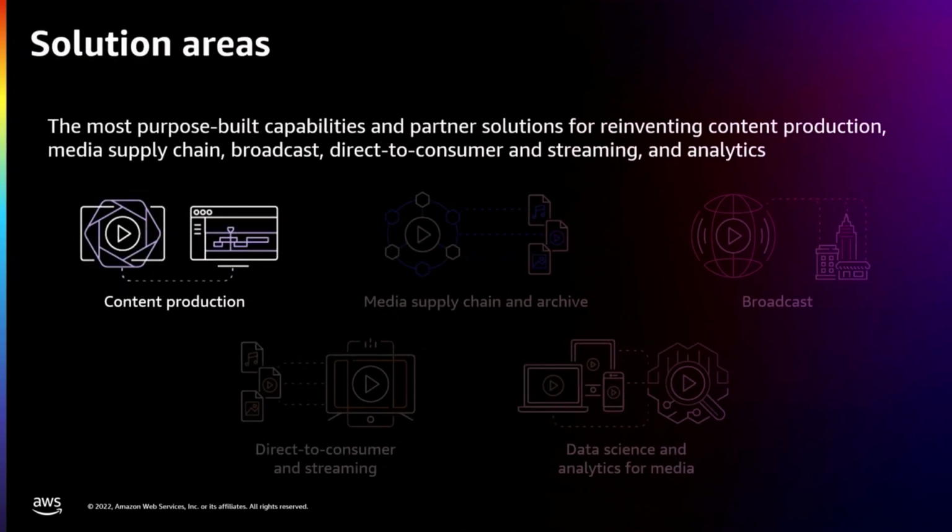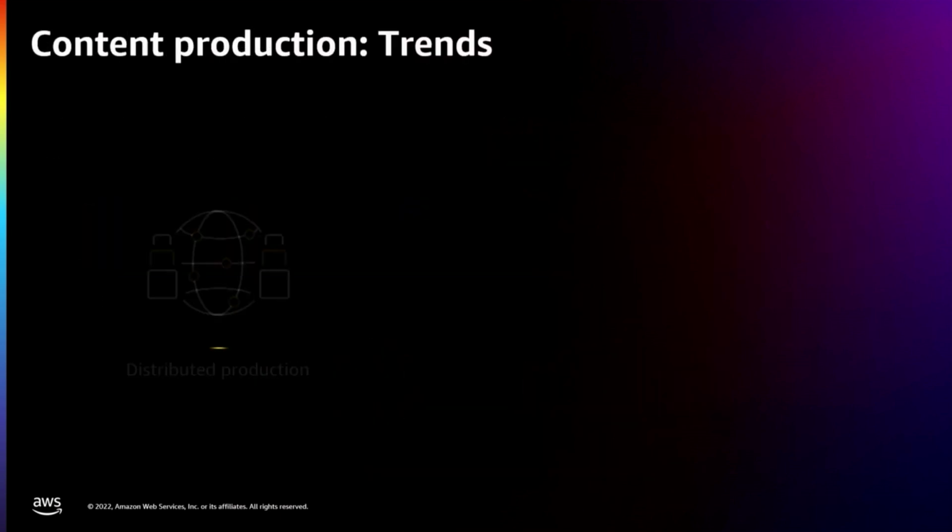So here at AWS, media and entertainment is organized surrounding 5 solution areas. The solution areas are content production, media supply chain and archive, broadcast, direct-to-consumer, and data science and analytics for media and entertainment. Each one of these solution areas is led by what we call an Industry Innovation Center, whose role is to expand the art of the possible for workloads on AWS. And I happen to lead our content production Industry Innovation Center, which is why you're stuck with me today.